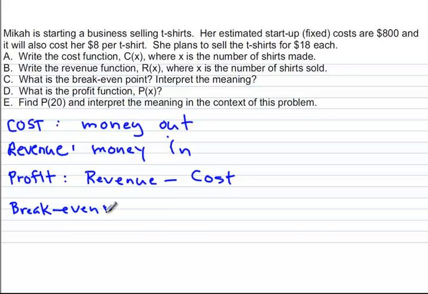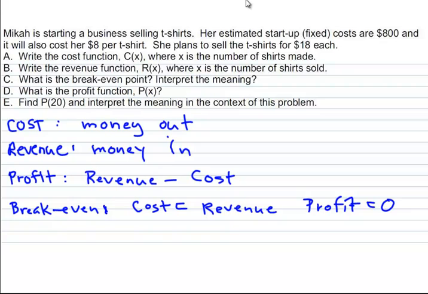Now, break even is when your cost and your revenue are equal, or your profit is exactly zero. That's another way to say it. And when you are in business for the first few years, your goal is to break even. In most businesses, you're not even going to make money the first few years, and you have to have enough cash on hand to survive that for a few years.